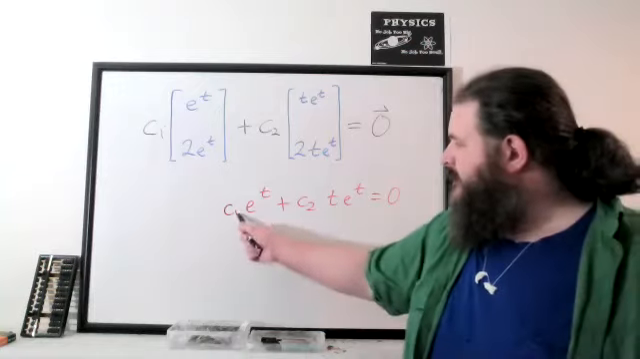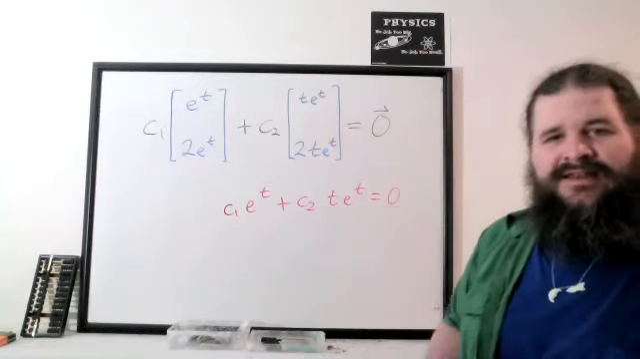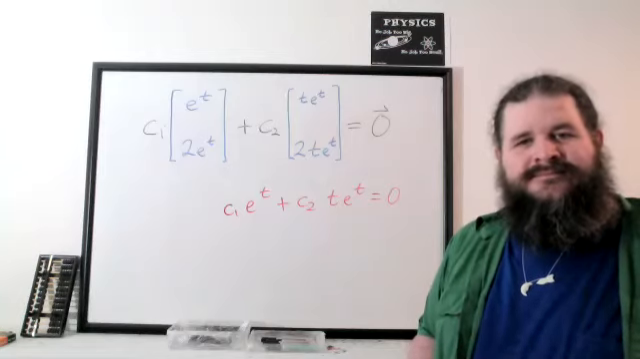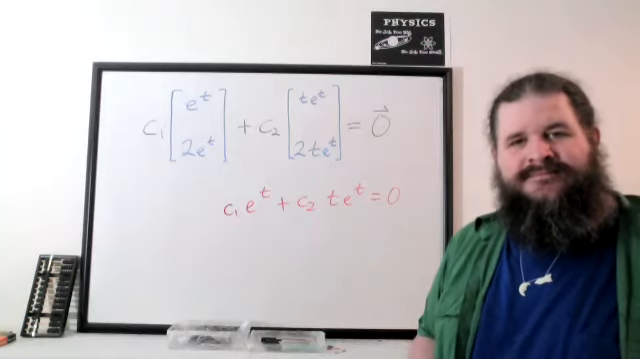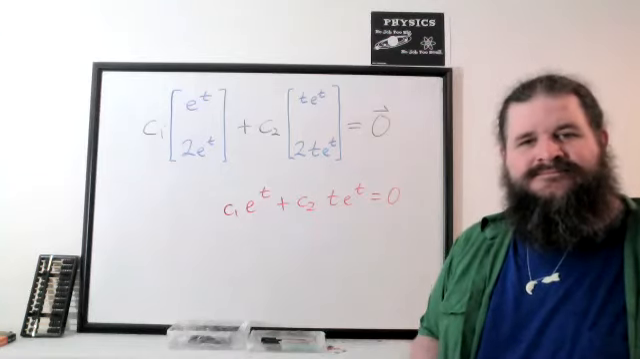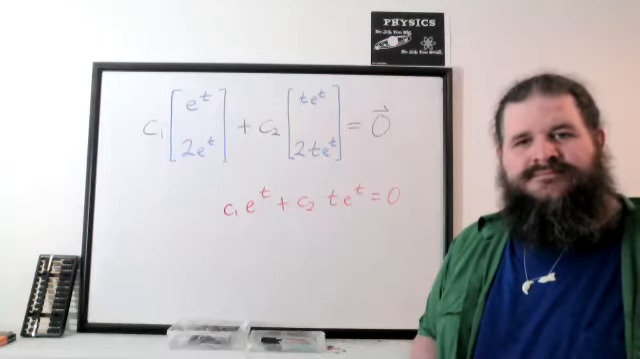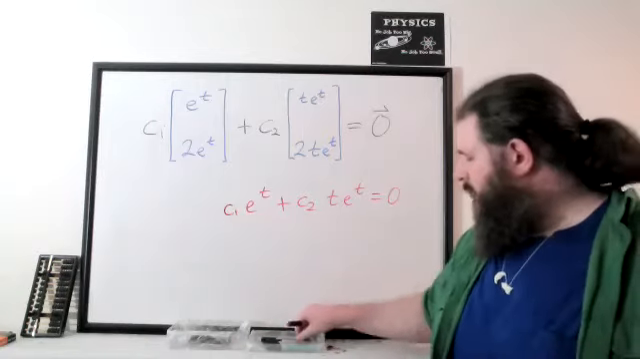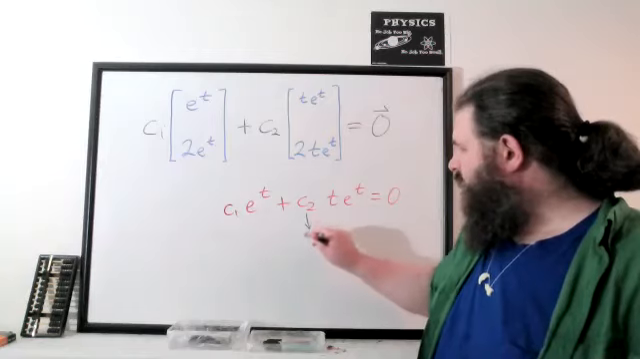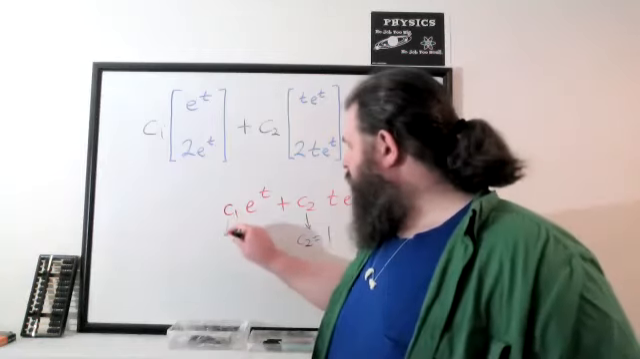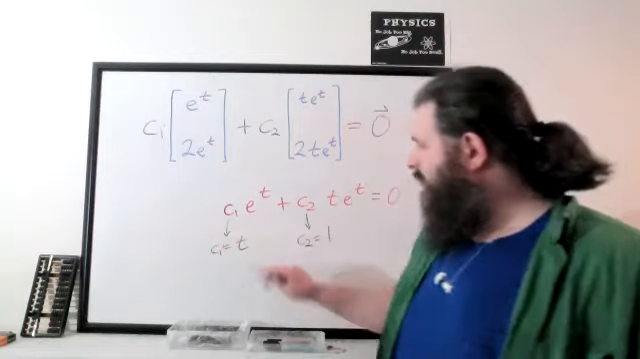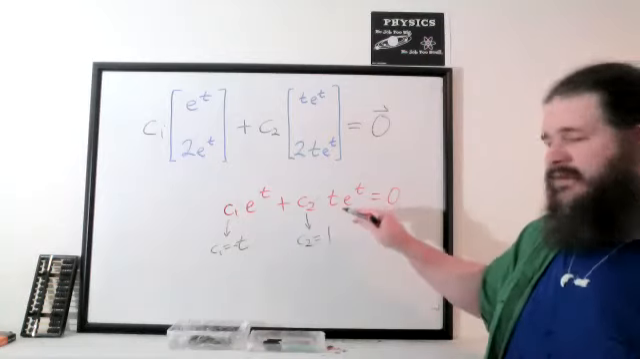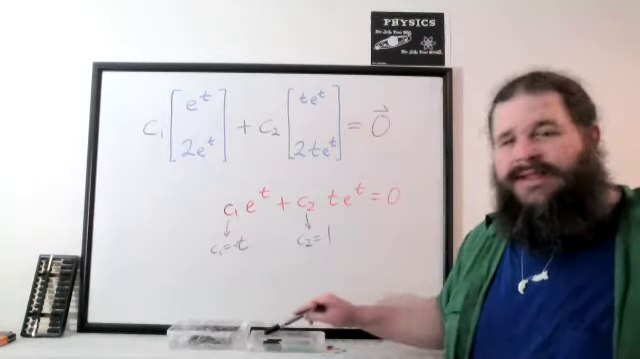Can you have something times e to the t plus something times t e to the t cancel each other out? Yeah, not constants. We could do it by cheating and using C1 being a function. One example would be, let's say C2 equals 1 and C1 equals negative t. Then negative t e to the t plus positive t e to the t would cancel out. But you're right, that wouldn't be constants.